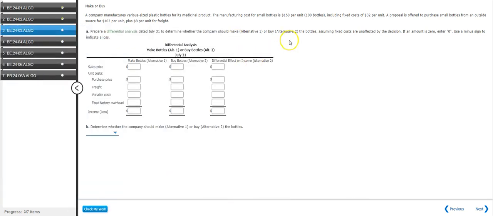Alright, here it's alternative 2 to buy. Do we want to buy? Yes, we want to buy, so it's going to be positive. They should buy.